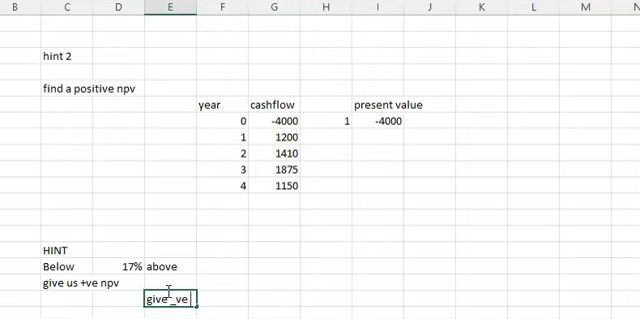It will give us a negative NPV. So that's the hint. If you get a given rate, any number above that given rate by at least maybe 5 or 7 will give you a negative NPV. Any number below that, at least by 5 or 7, will give you a positive NPV.